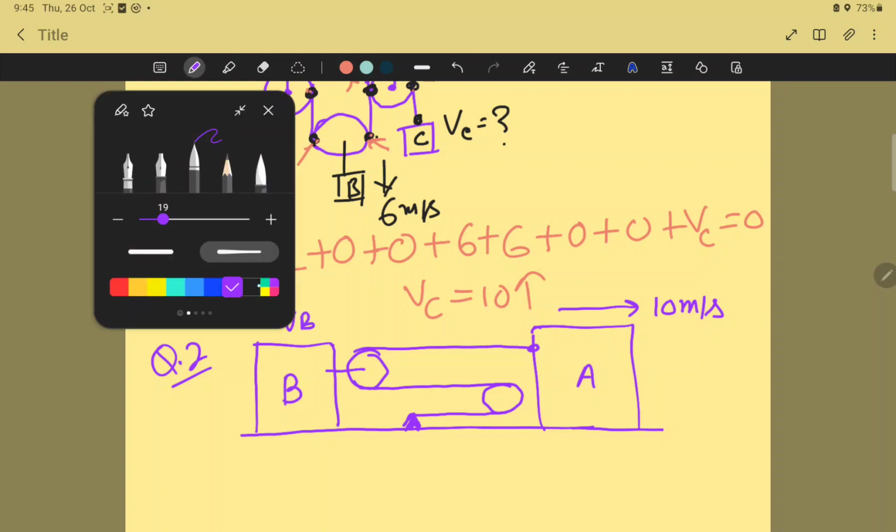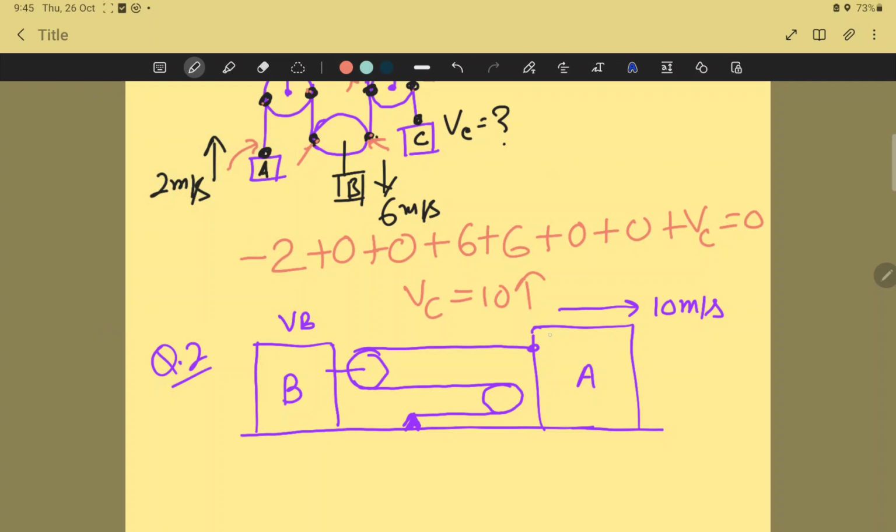Let's quickly mark all the points first. So 1, 2, 3, 4, 5 and 6. Now here we can say once moving 10 meter, what will happen to the VB? So this point is moving with 10. Then what about this point? This point is moving with velocity plus or minus VB, because this length is decreasing, and here as well that is decreasing, minus VB.